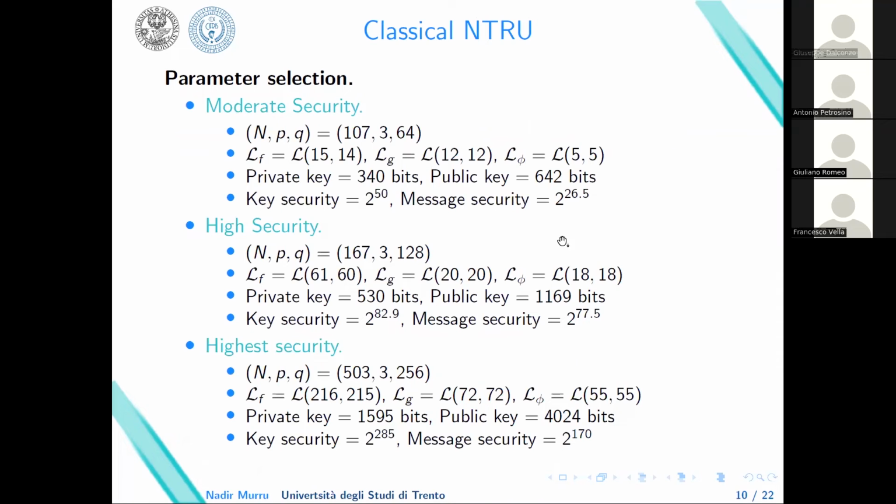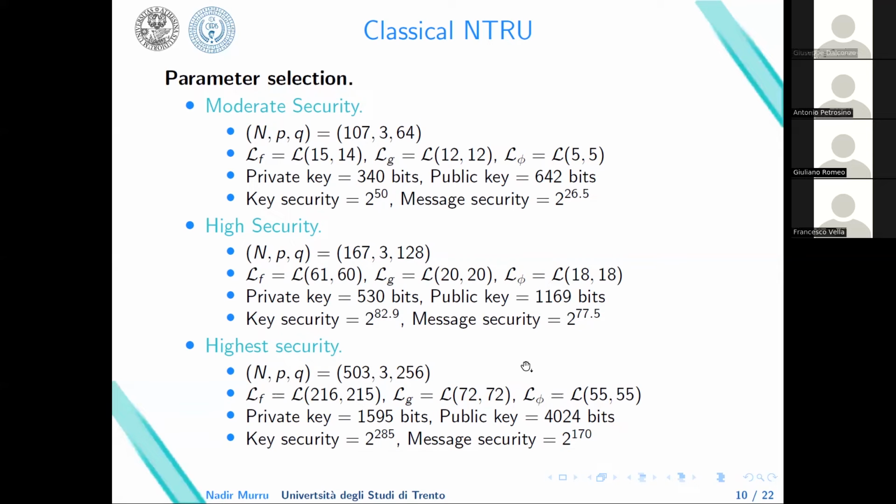Okay, so here I skip this slide, but you can see this in detail when I give you the slides. These are just the parameters selected for having moderate security, high security, and the highest security level in the classical NTRU scheme. You can note that, as I have said, the integer p is always chosen equal to 3.